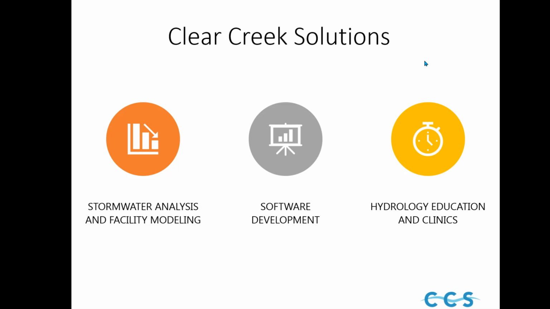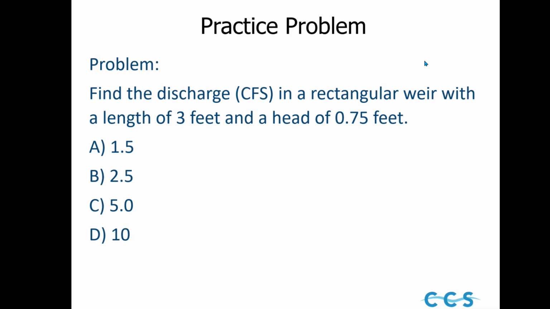But let's get into the FE exam review problem. In this problem, we're going to find the discharge, in CFS, in a rectangular weir with a length of 3 feet and a head of 0.75 feet. And there are options for the answers down below.